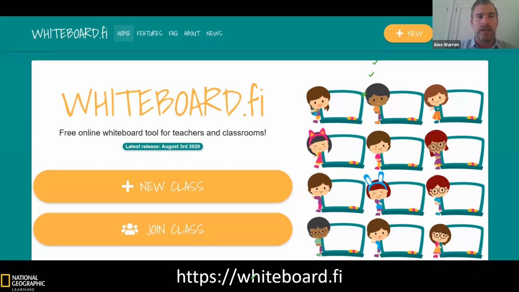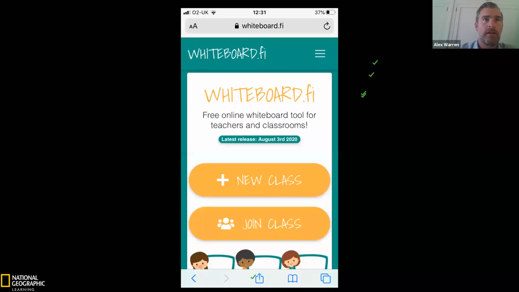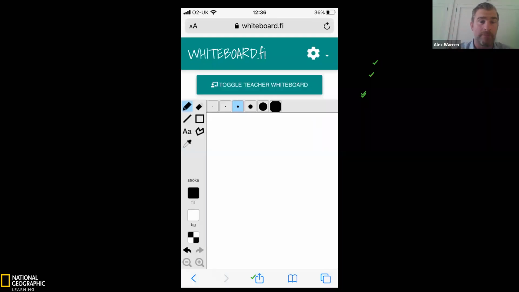Essentially, it's mini whiteboards for the learners, but the mini whiteboards are on their phones, on their devices. And you as a teacher have the big screen. So honestly, it's just so simple. You create a new board, you share the code with your learners, they log in, and that's what they see, the students. They get their own mini whiteboard.